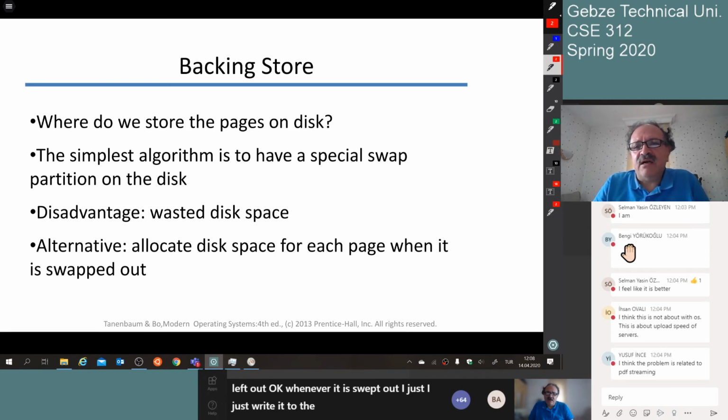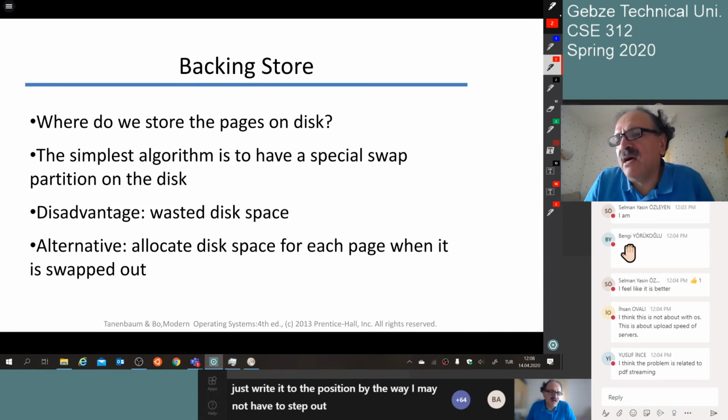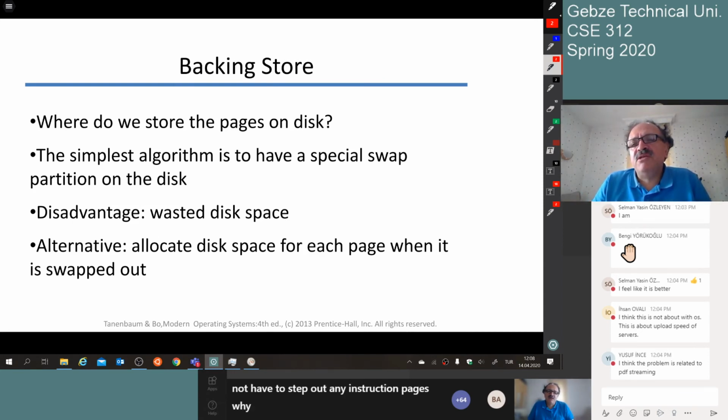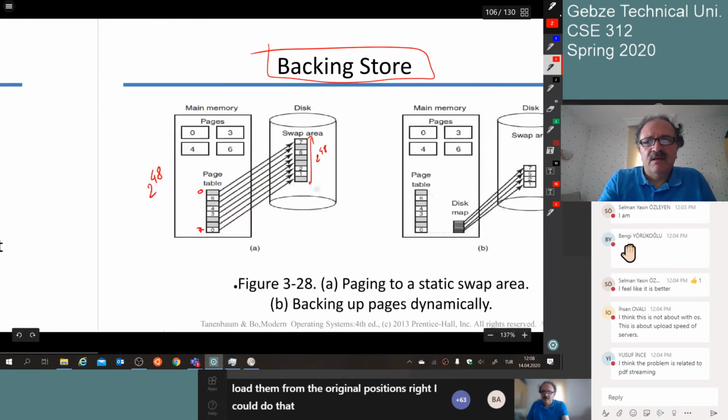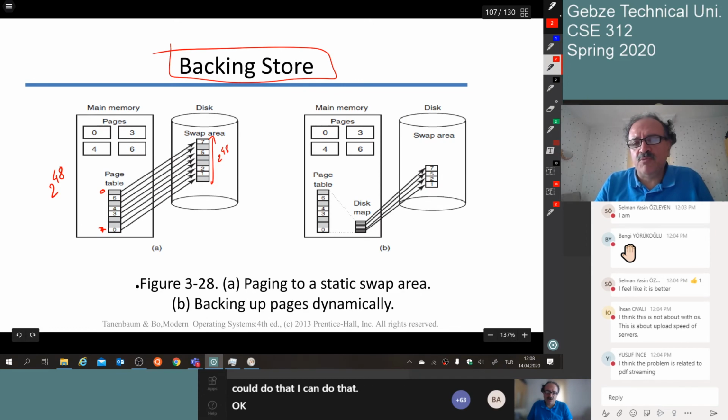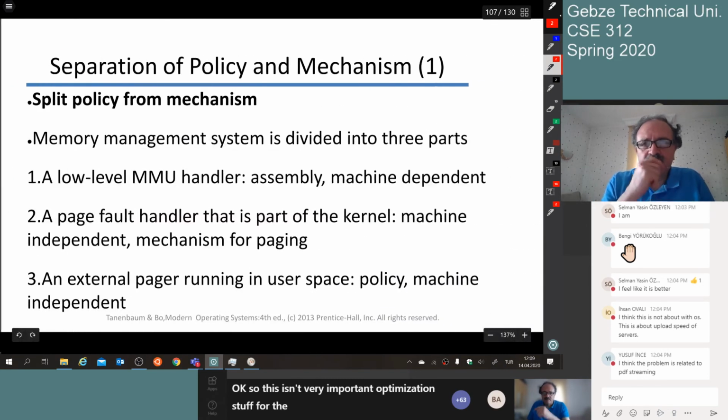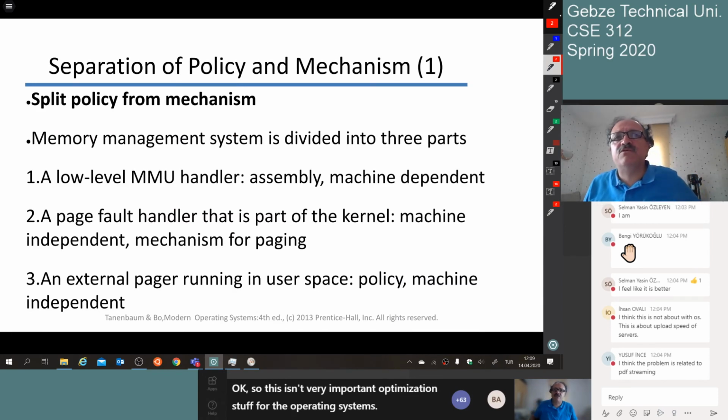By the way, I may not have to swap out any instruction pages. Why? Because instruction pages are not modified. They are the same as the original pages. So why don't I load them from the original positions, right? I could do that. This is a very important optimization for operating systems. Any questions so far?